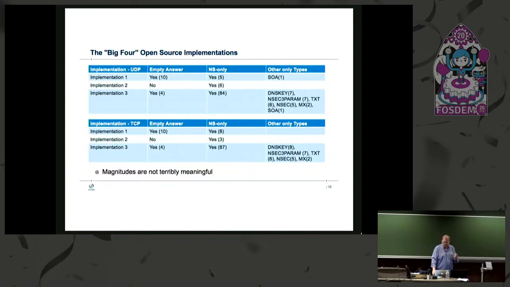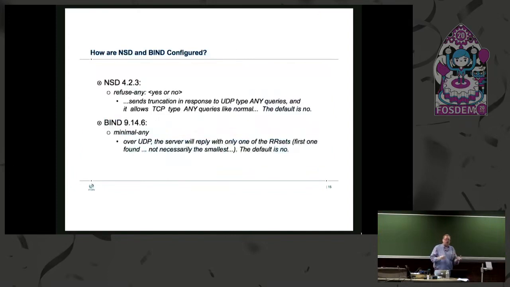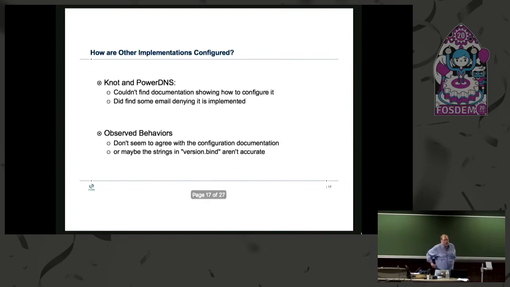So I actually did want to explain this. I looked at the configuration information and documentation, and from what I could tell, in NSD there's a refuse-any option, and it says what it does here. On UDP it would truncate, and for TCP it works like normal. Default is no. BIND 9.14.6 says that over UDP, it'll pick only one of the RR sets to send out. It doesn't say anything about TCP, so I couldn't tell what was going to happen. I didn't experiment myself. Default is no. And I looked up PowerDNS, and I could not find documentation saying how to do it. But I found email, through web searches, saying that this was just not done.